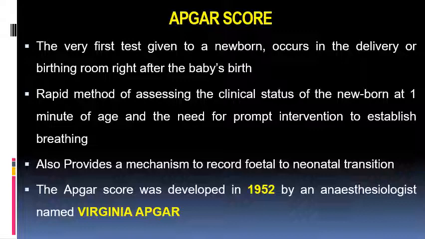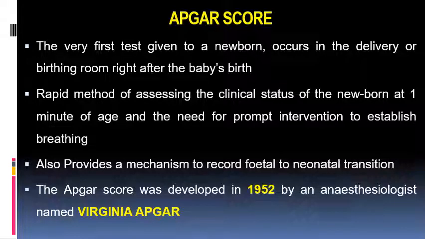So it is the very first test given to a newborn, occurs in the delivery or birthing room right after the baby's birth. So immediately after birth we are performing this assessment procedure, and it is a rapid method of assessing the clinical status of the newborn at 1 minute of age and the need for prompt intervention to establish breathing. So we focus mainly to identify whether the baby has started normal breathing or not. So it is established breathing, or otherwise we have to go for some interventions.